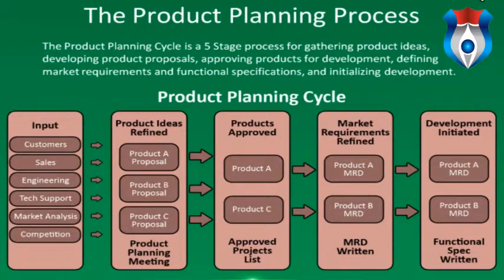In the input stage, you are gathering product ideas from the various departments within your organization. From there, you are refining the various ideas and developing proposals for them. The next stage involves creating a product planning committee, reviewing the proposals, and approving the top ideas. After you've identified the select products that will be developed, market requirements documentation is developed and functional specifications for the product are written. And lastly, you begin initiation of the product development process.